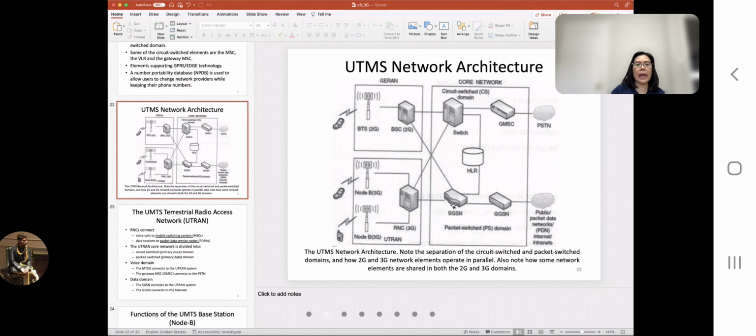And of course the UTRAN here is divided into two domains, circuit switch and packet switch, just like with the core network, because we need to handle voice using circuit switching, and we handle data using packet switching. So in the voice domain, the RNC is connected to the mobile switching center.